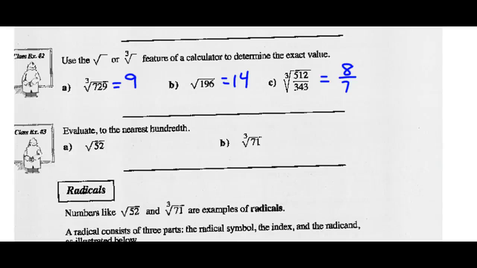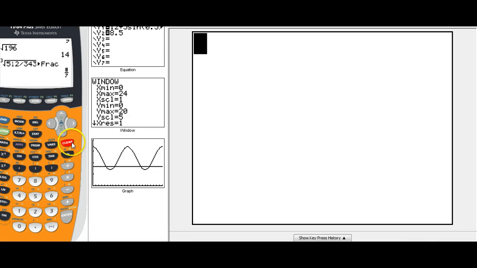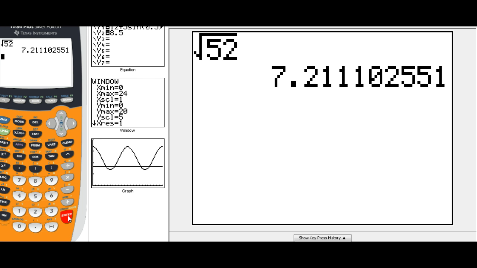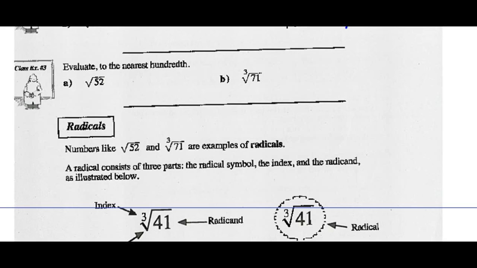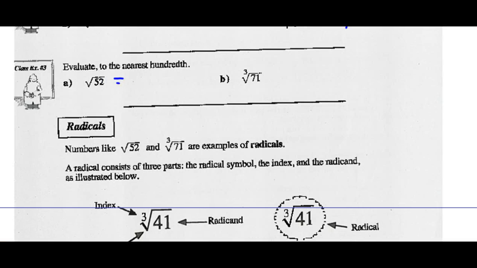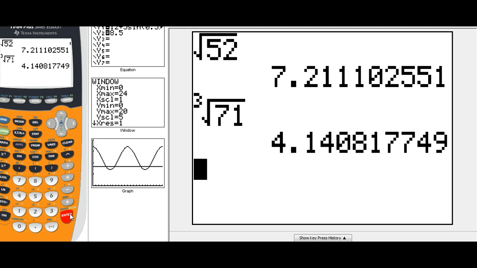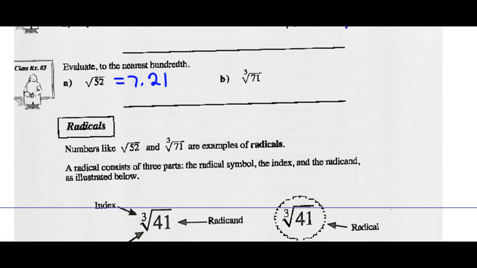If we look at part 3, example 3, part A, evaluate to the nearest hundredth the square root of 52. That one does not have a perfect square root. The square root of 52 is 7.21102551. It wants it to the nearest hundredth, that's 2 decimals, 7.21. And then the cube root of 71 would be 4.14 to the nearest hundredth.